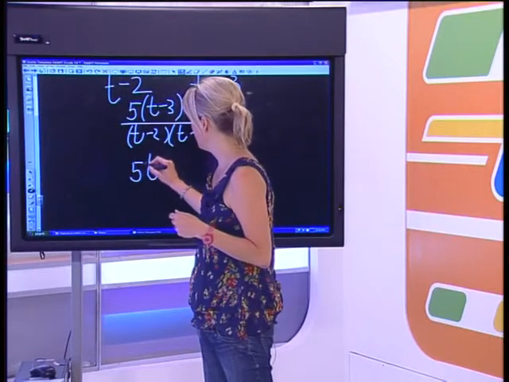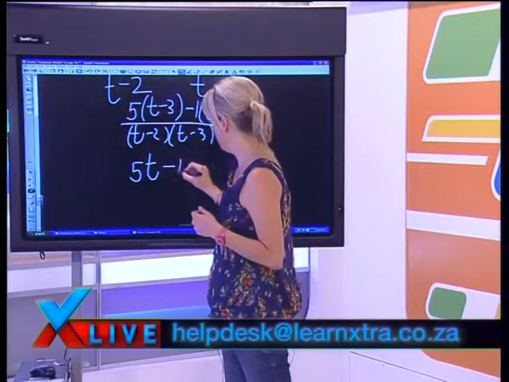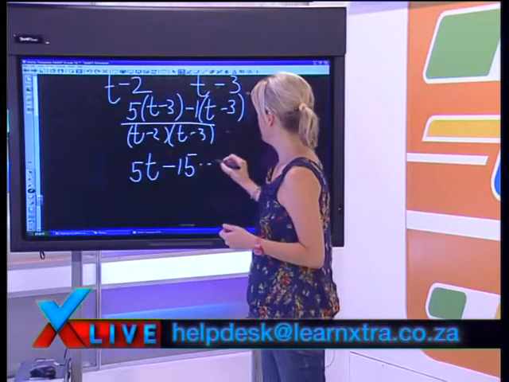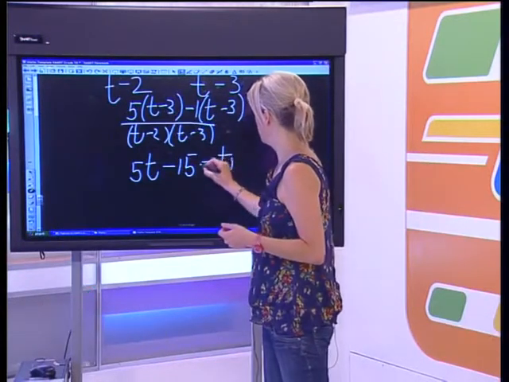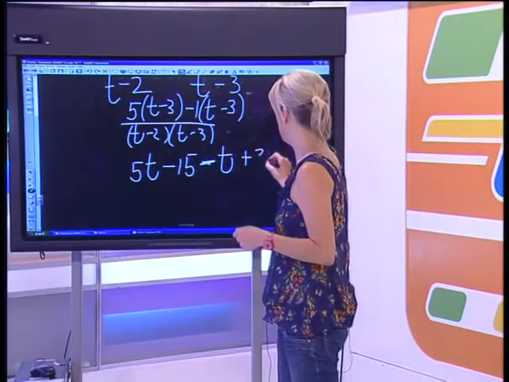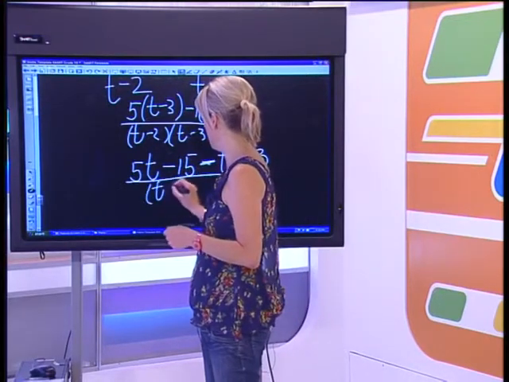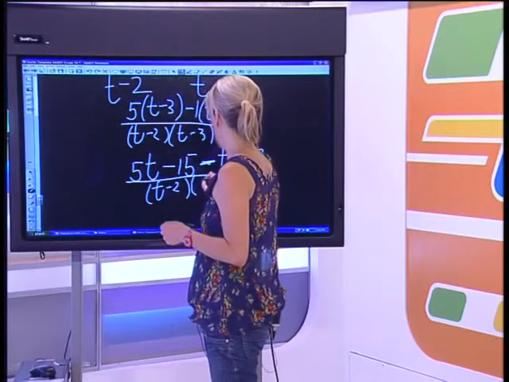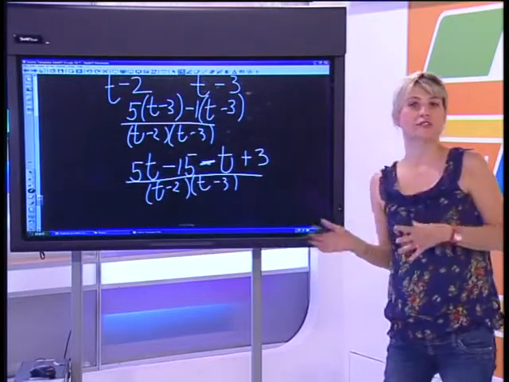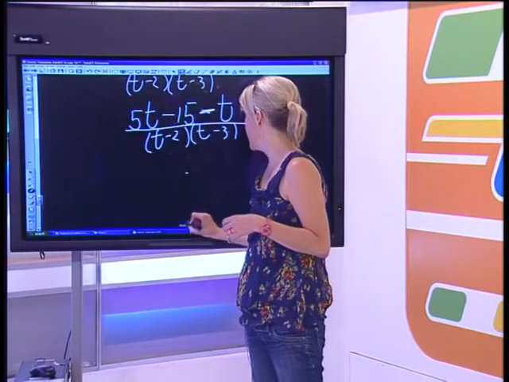So now I'm going to simplify by multiplying out, and I'm going to say 5 multiplied by t is 5t. 5 multiplied by negative 3 is negative 15. Minus 1 multiplied by t is negative t. And minus 1 multiplied by minus 3 is positive 3. All over my LCD, which is t minus 2 and t minus 3. Now the only thing remaining for me to do is to collect my like terms in my numerator, and then I am done. So let's do that quickly.